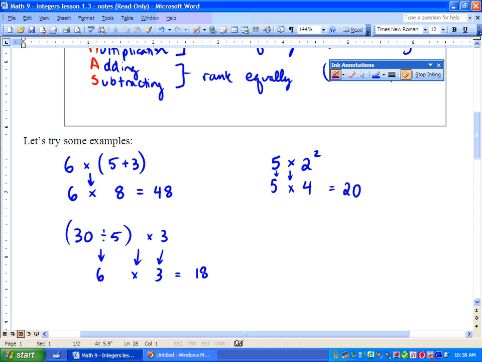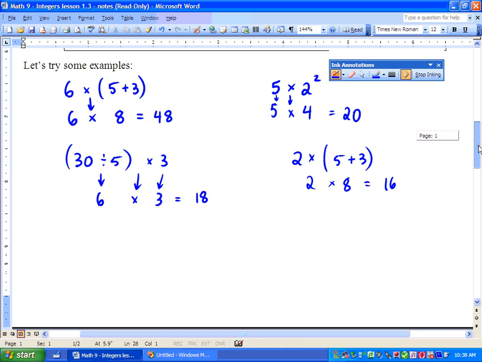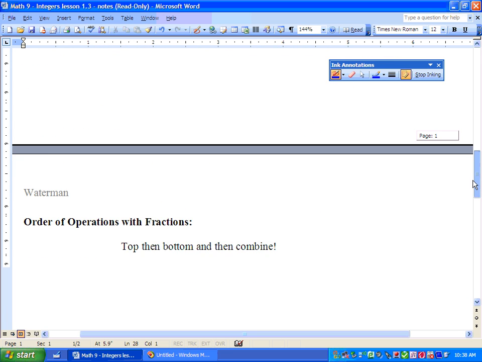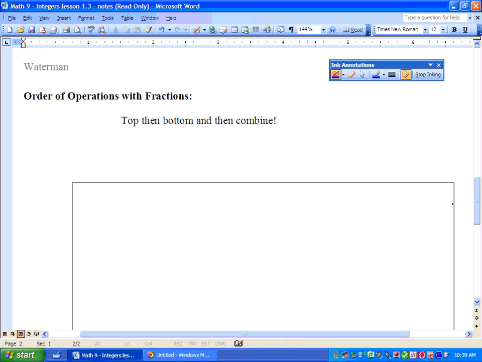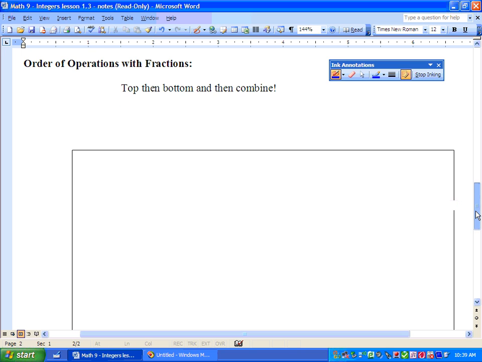All right, we have just a couple more, and we get 2 times 5 plus 3. All right, very similar to that first one. We do our brackets, we get 8, and we get 2 times 8 is 16. All right, we're almost done here. Now, let's turn the page over, and we're going to do a few harder questions, just a few more harder examples.